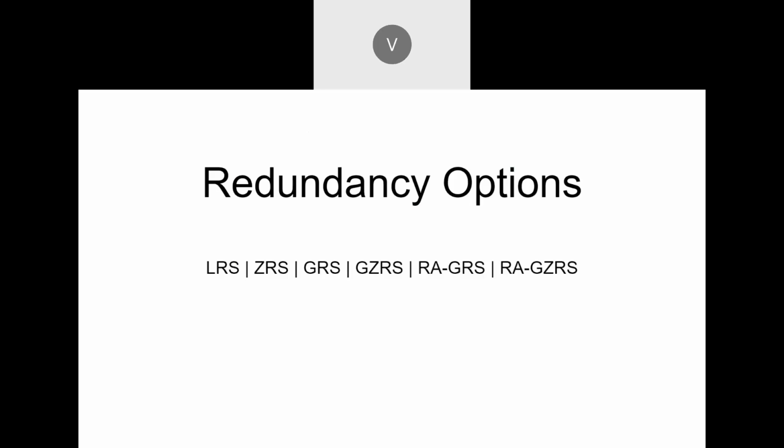And to have the backup of your data, the redundancy options are LRS, ZRS, GRS, GZRS, RA-GRS, and RA-GZRS. We'll try to get into the depth of each, what is LRS and ZRS and all that.